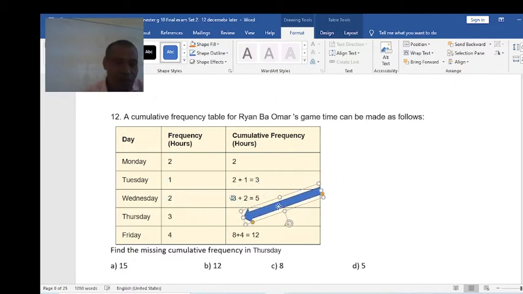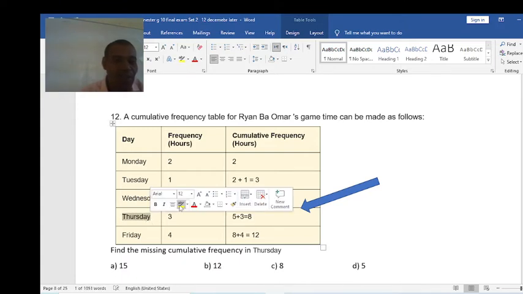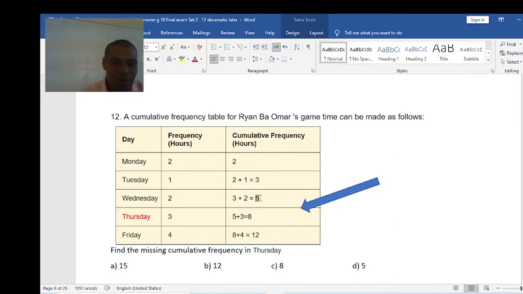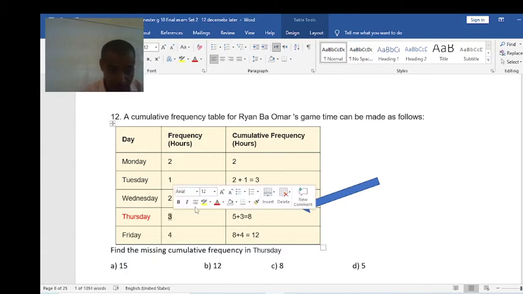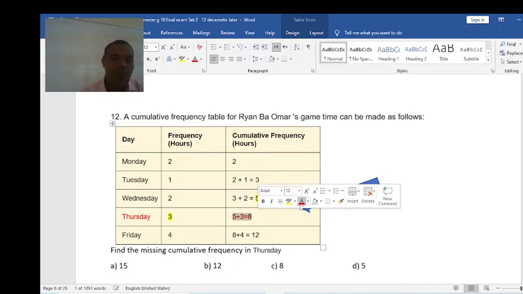Then, to find the cumulative frequency on Thursday, I will make 5 plus 3. Okay, so I will just write here 5 plus 3, which is equal to what? Which is equal to 8. So, find the missing cumulative frequency on Thursday. Okay, so the cumulative frequency is what, my learners? We told is 5 plus 3 gives 8. Okay, this is the correct answer.